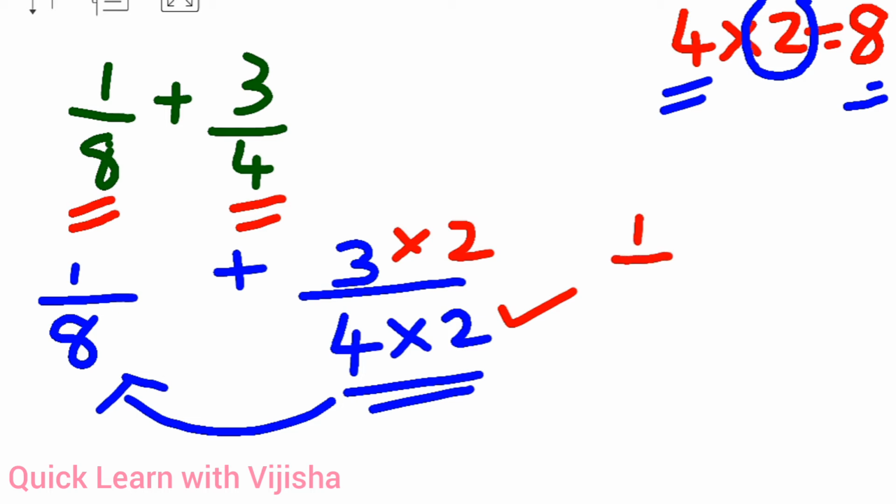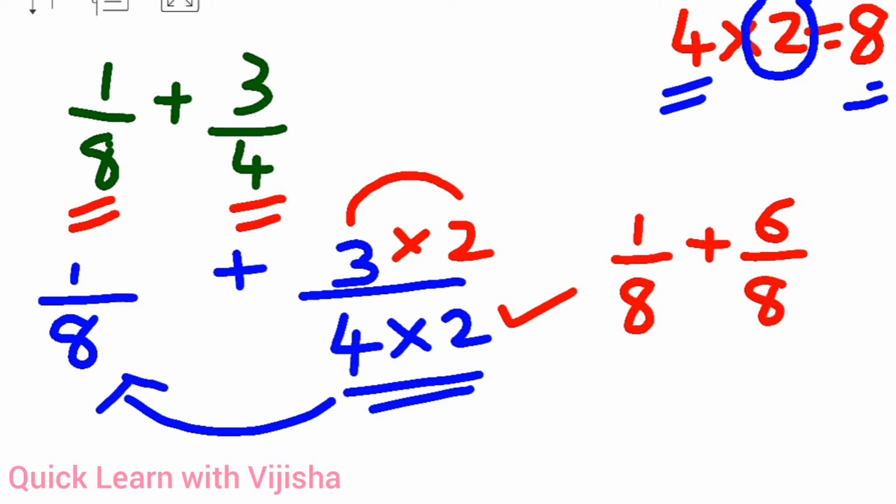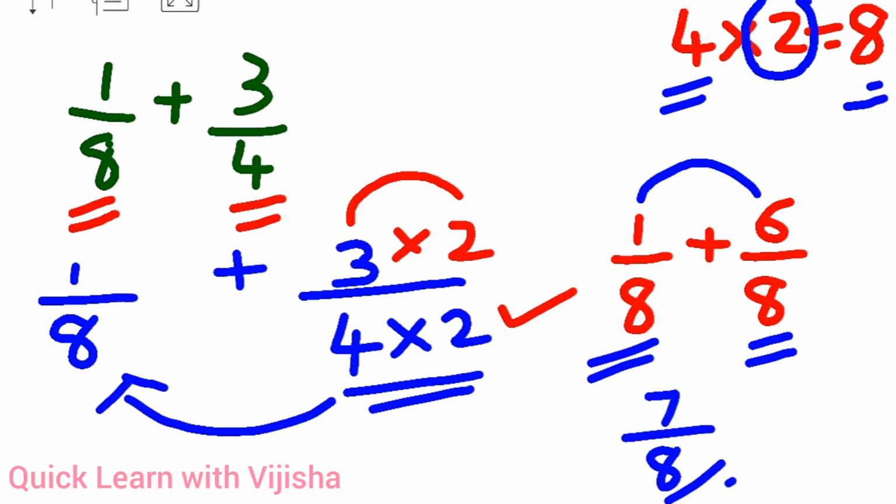Here you have the fraction as 1 upon 8 plus, now we will multiply this. 3 2s will become 6 and 4 2s will become 8. Understanding children? Now our denominators are the same, so we can do the addition as we have learned earlier. So 1 plus 6 will give you the answer as 7 and your denominator is 8. In this we made the denominators equal. We'll see the second sum.